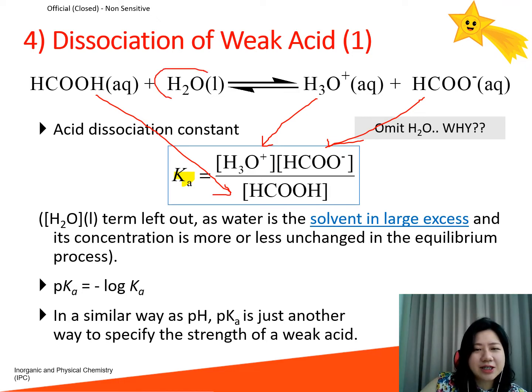How about the concentration of H2O? Remember that H2O is a pure liquid and its concentration will not change, so it is not included in the equation. Ka values can be very small, so sometimes we use pKa instead to represent the strength of a weak acid. pKa equals negative log Ka. Both of these equations are important equations to remember.